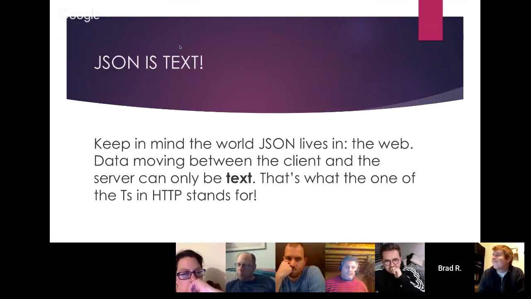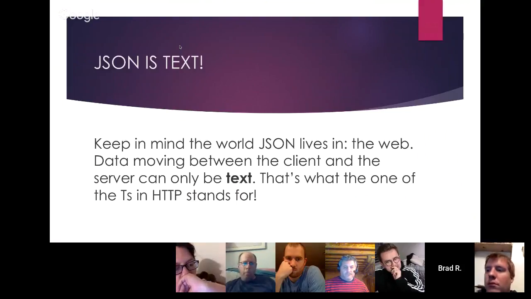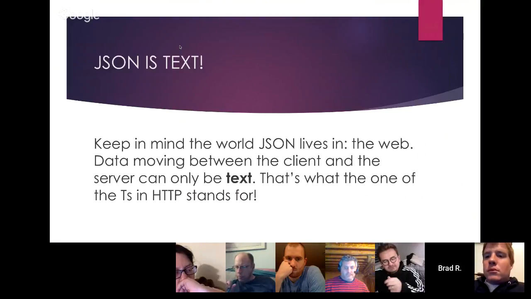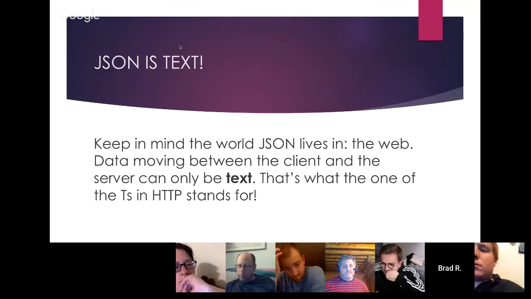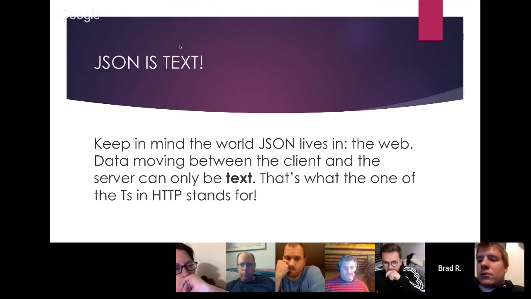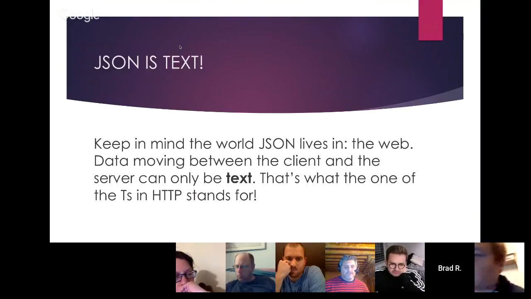One of the things that will be helpful in understanding JSON is to remember the world in which JSON lives, which is the web. That's the only place it was made to do anything. You have to keep in mind that everything that moves between a web browser and a server somewhere in the sky is text. That's what one of the T's is in HTTP, right? Everything that goes back and forth is text: the request headers, the pictures, everything. That's why JSON is text.